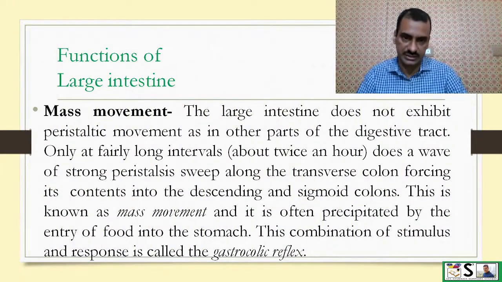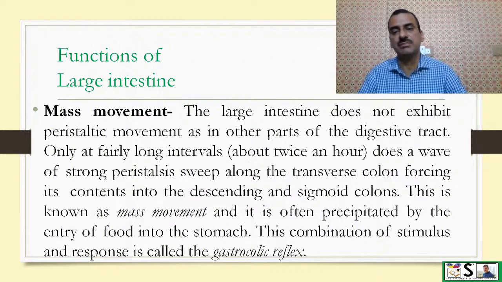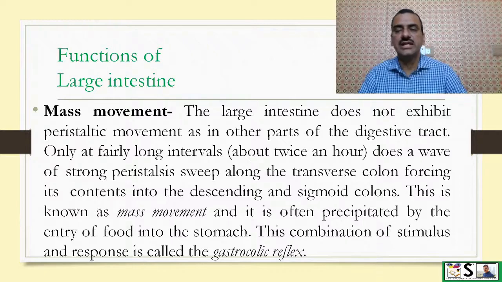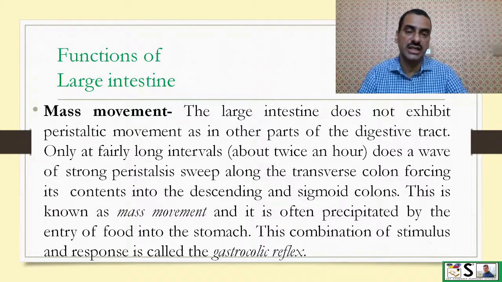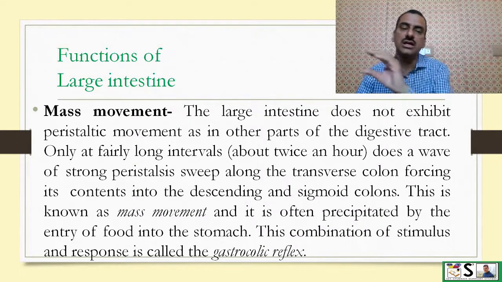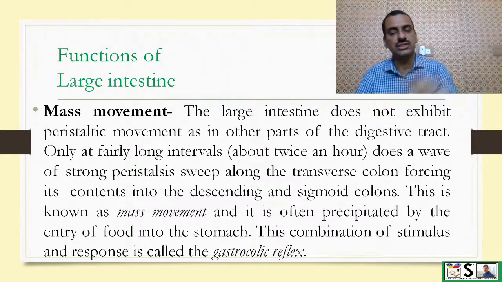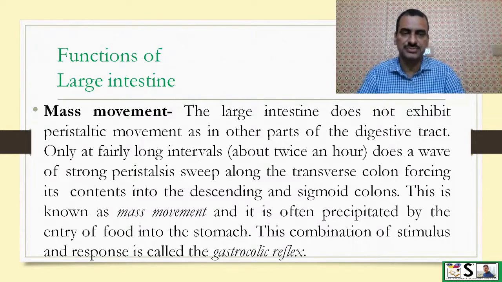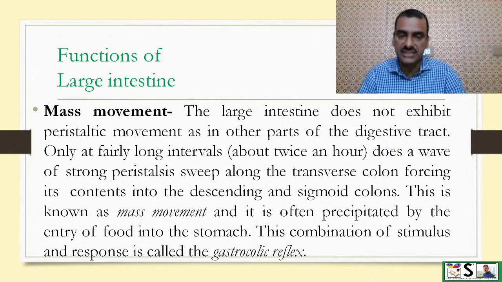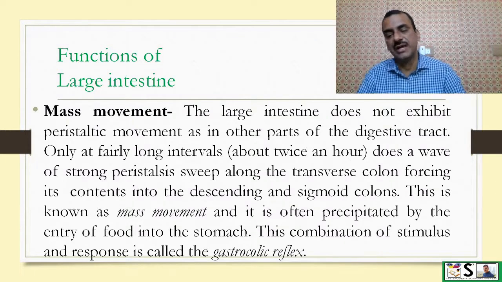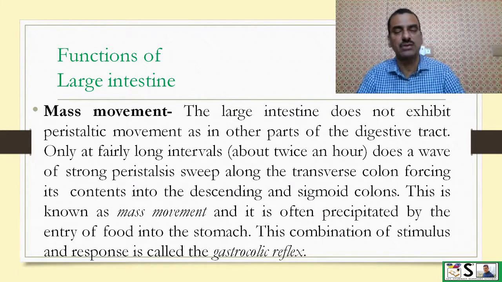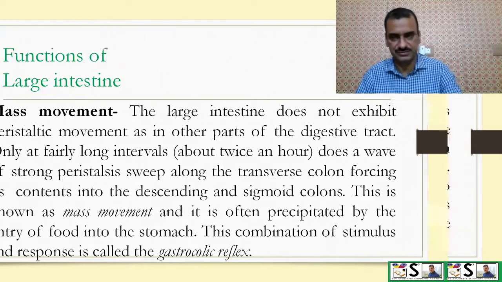Next function is mass movement. The large intestine does not exhibit peristaltic movement as seen in the other parts of the digestive tract. Only at fairly long intervals, like twice in an hour, does a wave of strong peristalsis sweep along the transverse colon, forcing the contents into the descending and sigmoid colon. This is known as mass movement, or mass peristalsis, and is often precipitated by the entry of food into the stomach. This combination of stimulus and response is called the gastrocolic reflex.